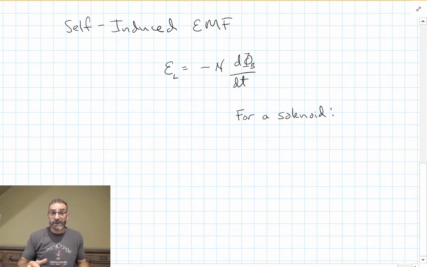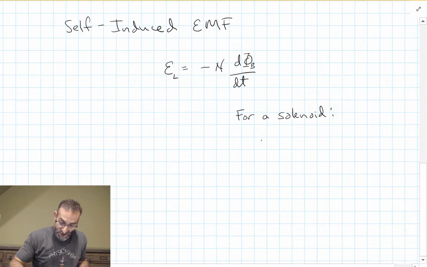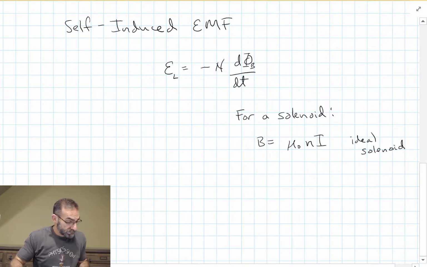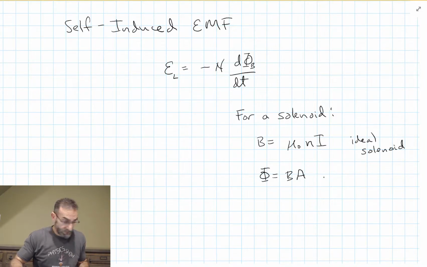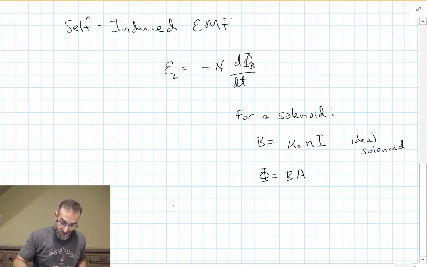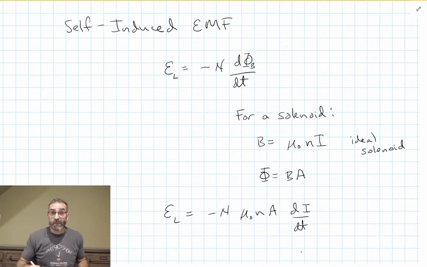Let's take a look at what happens for a solenoid. It will become clear in a minute why we're using a solenoid. But in a solenoid, an ideal solenoid, we can calculate the magnetic field. Since the magnetic field is constant over the area in an ideal solenoid, we just get B times A for the flux. We can combine those. And we can see the only thing changing in time was the current.